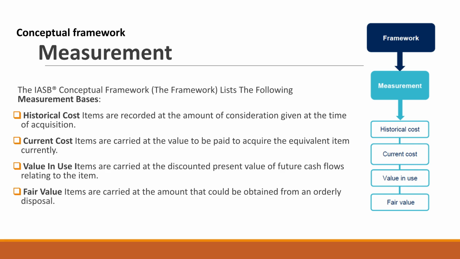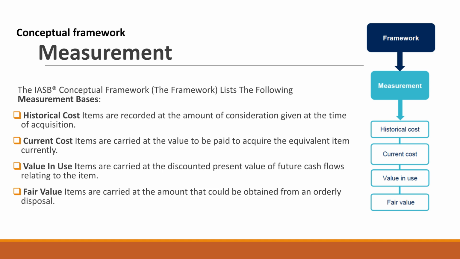Current cost. This method values assets at what it would cost to replace them today. So, using the same equipment example, if a similar piece of equipment now costs $12,000, its current cost would be $12,000. Value in use. This method focuses on the future economic benefits an asset is expected to generate. It calculates the present value of the future cash flows expected to be derived from the asset.